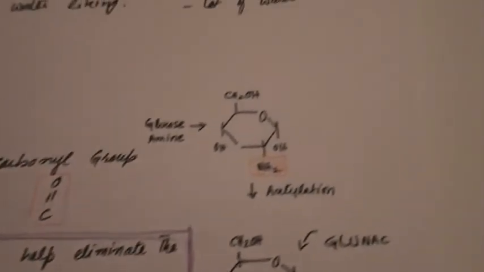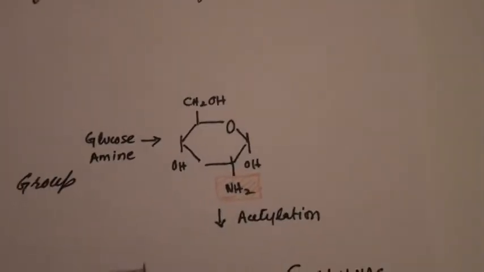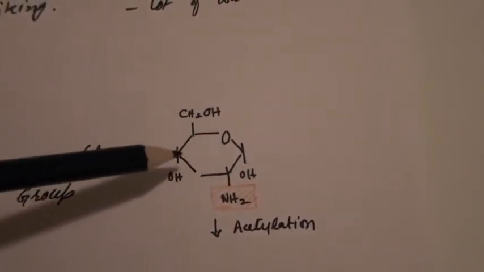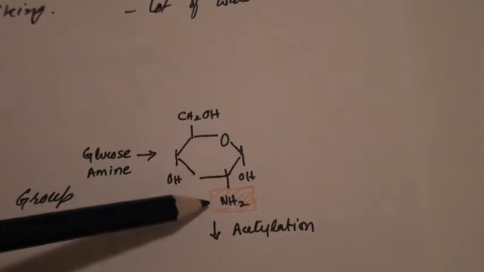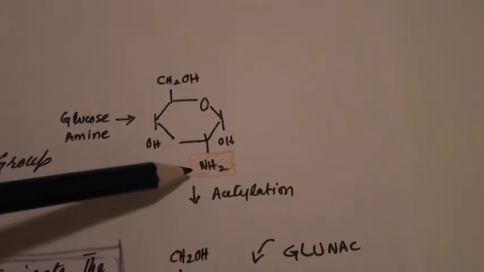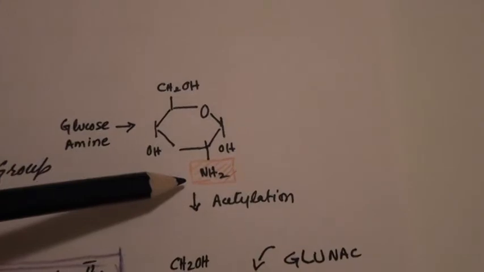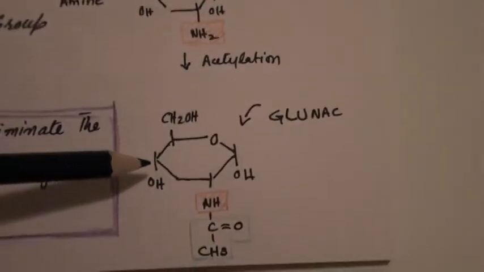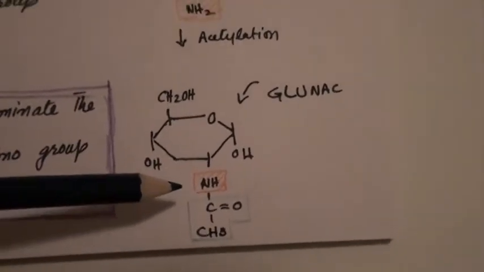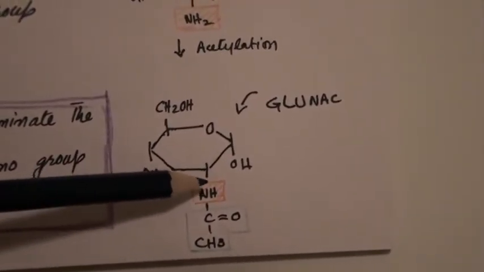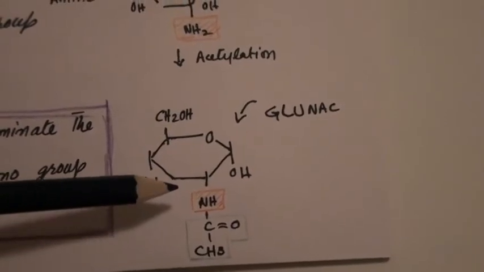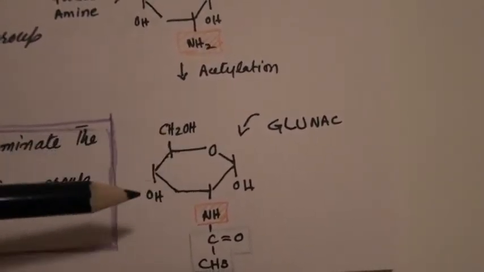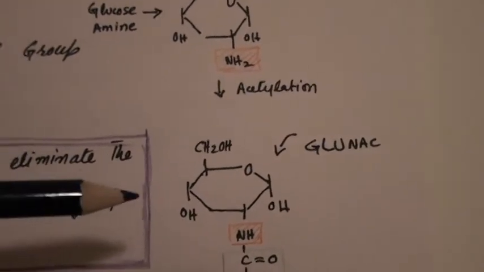So if we see here for a second, this is a glucose which is an amine. So this is a glucose molecule which has an amine attached to it. And normally this amino group which is attached to the glucose imparts a positive charge. If we acetylate this, so if we attach an acetyl group here, that would remove the positivity from this amino group. So that is how this amino glucose will become not positively charged.